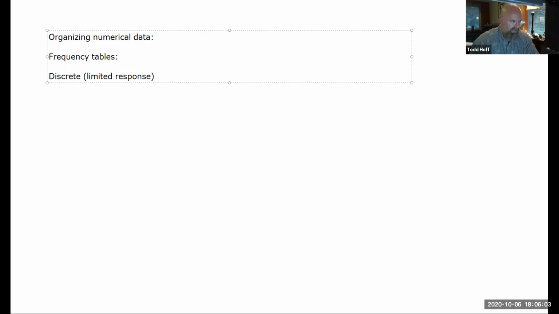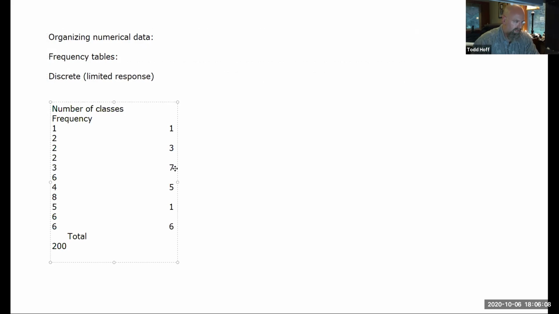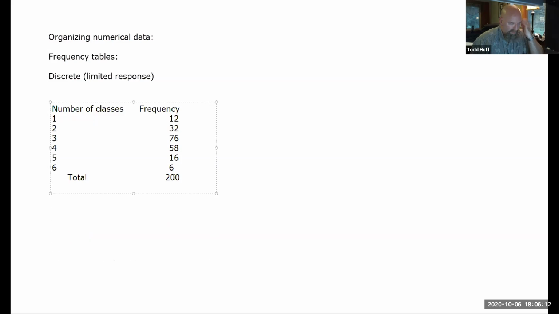If we were to ask students how many classes they were taking, we might get a table of responses, something like this. So the most classes anybody that we surveyed took was 6. And we have a total of 200 students surveyed. That's their frequencies. This is limited response because 1, 2, 3, 4, 5, 6, we can list those out. That's not too many. And even if somebody was really taking a heavy load, it wouldn't be more than 7 or 8 classes.